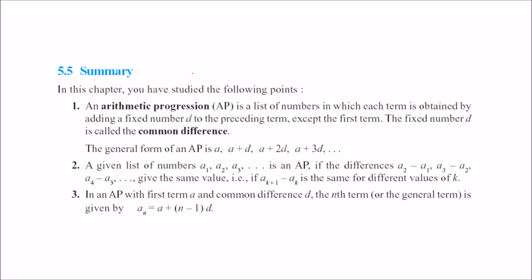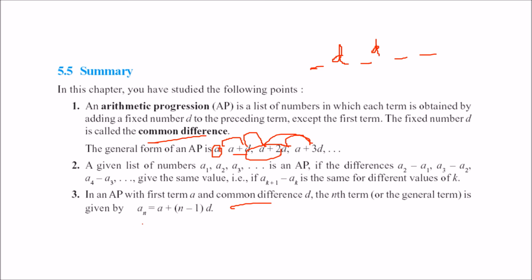So let us summarize what we have seen up till now. The arithmetic progression is nothing but a list of numbers which are obtained by adding a constant D to the preceding number. We call this D the common difference. So if this is A, we add a D, again A plus D, we add a D, A plus 2D, we add a D. So they differ by a common value which is called the common difference.